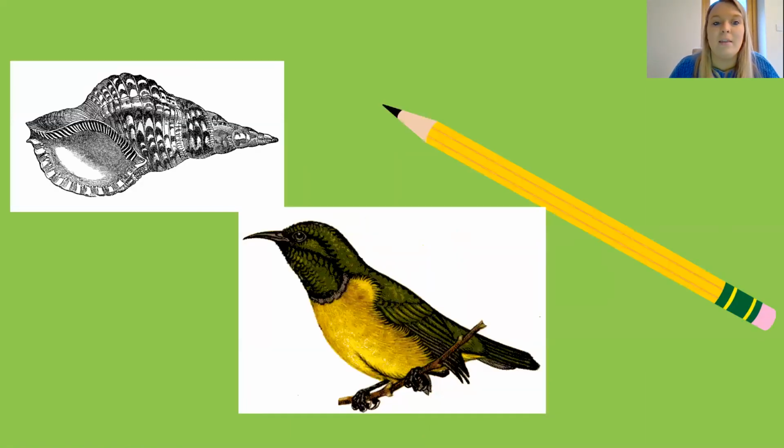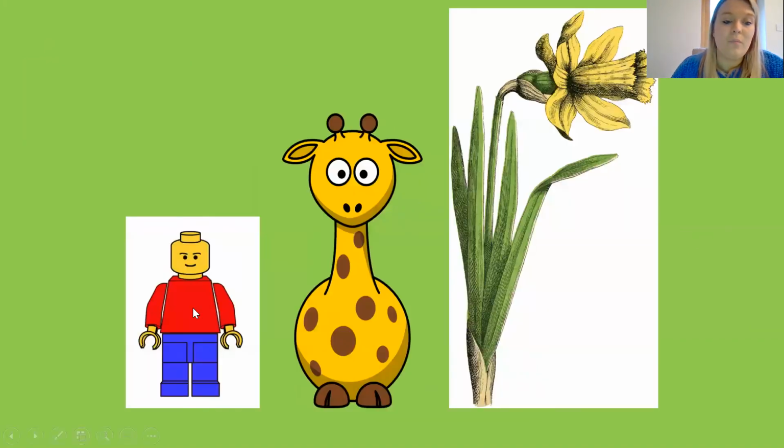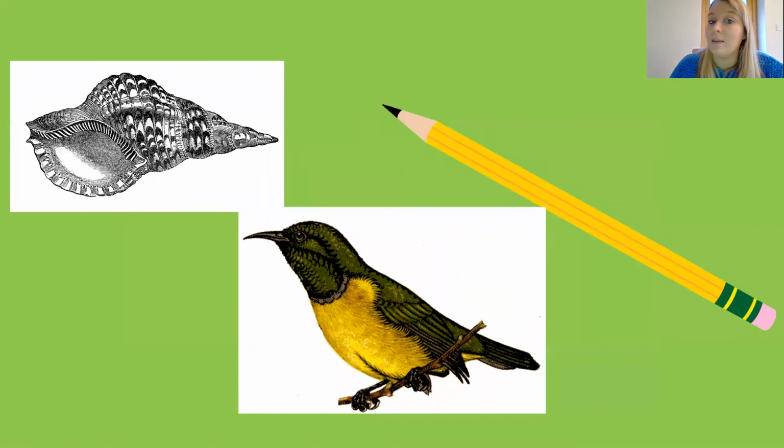So starting with the length, my shell was the smallest, the bird was the next one, and the pencil was the longest. Okay, now going to height. The Lego man was the smallest or the shortest. The giraffe was next. And the daffodil or the flower was the tallest. So what I've done is I've predicted how tall or long something is. I've measured how tall or long something is. And then I've put the things I've measured in order. But I haven't mixed up length and height.